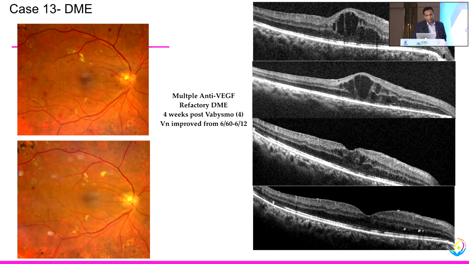Coming to DME, I'll just share only one interesting case, because this is what is interesting. This patient is our own patient, and he has received 13 aflibercepts and 2 Ozurdex, and this case exemplifies refractory DME. And finally, we gave him the option of Vabysmo, and 4 weeks post the 4th Vabysmo injection, you can see the serial OCTs on the right side of the slide, and the vision improved to 6/12. There is no recurrence, and there's a complete dry macula.